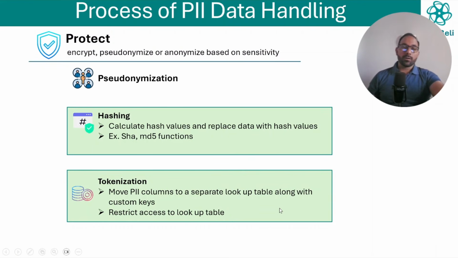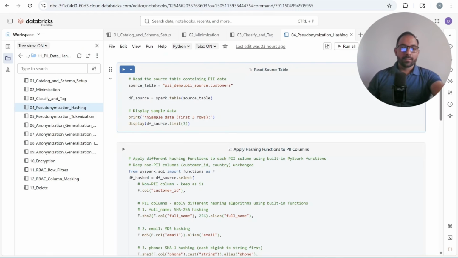Now let's go to the demo part, and first let's understand both of these techniques. First of all, let's understand the hashing part. Here again, this is our source table, same table. We are reading the table, and here we are just printing some sample rows.